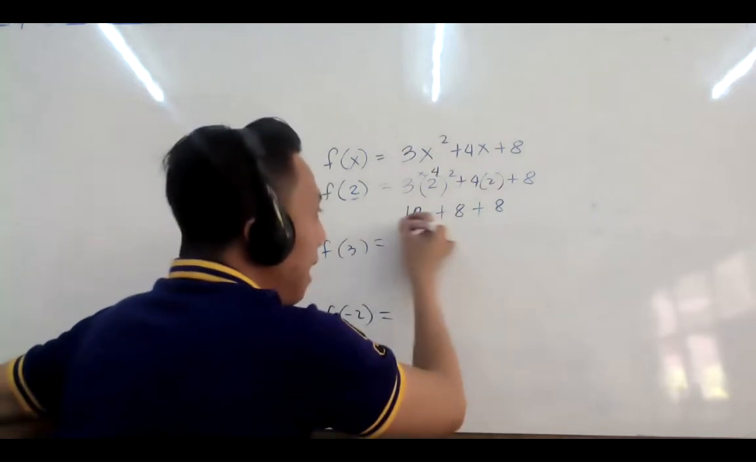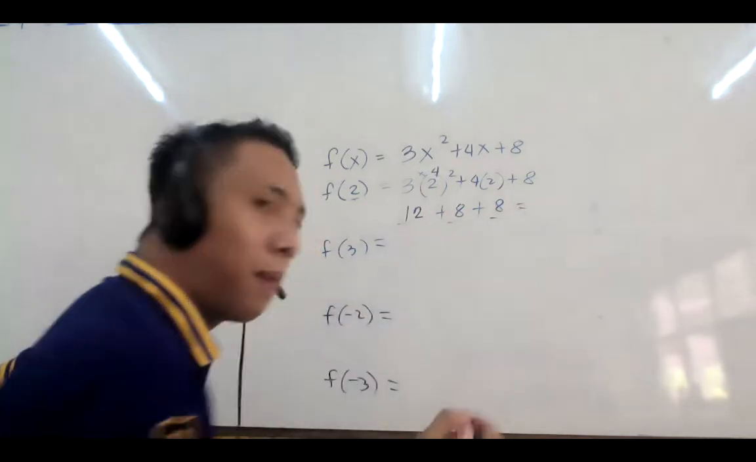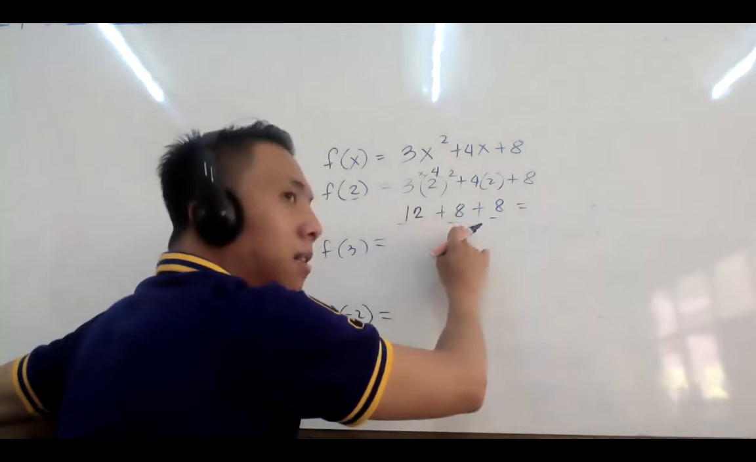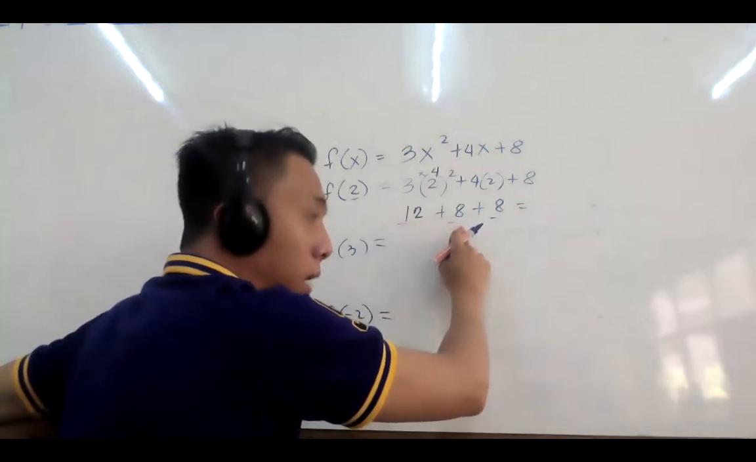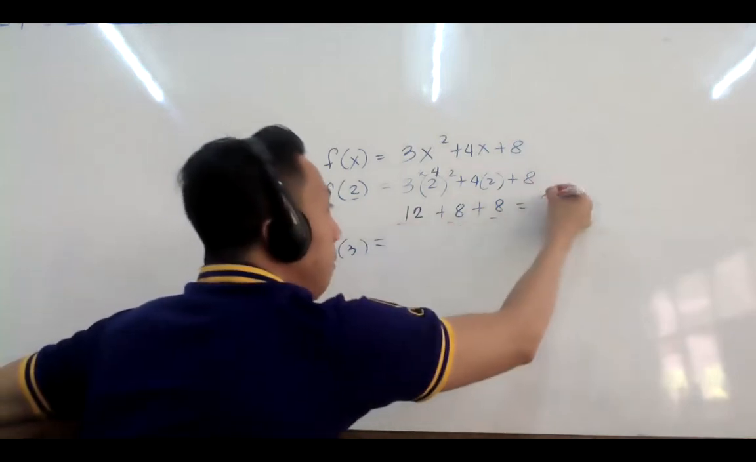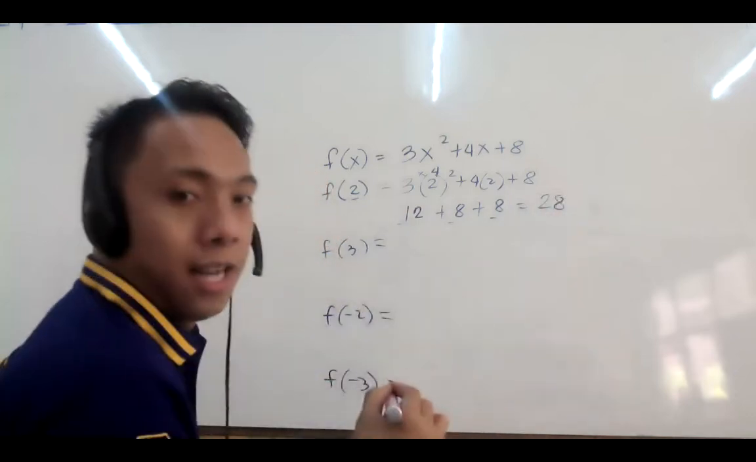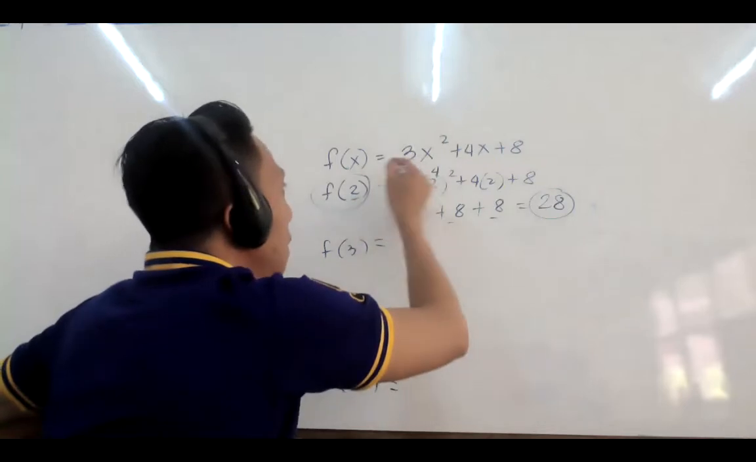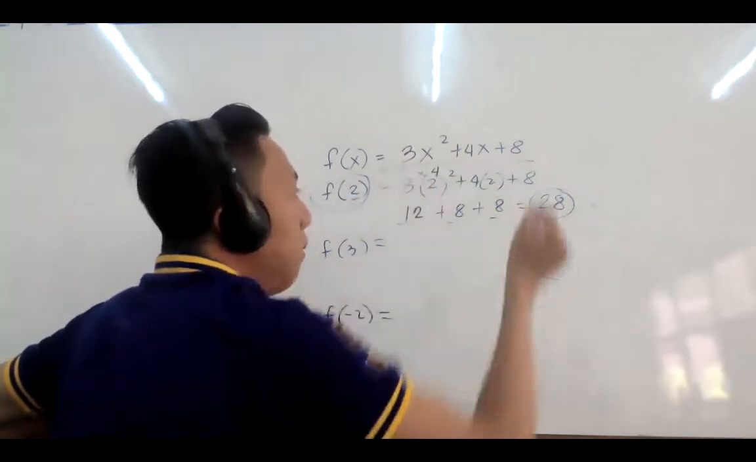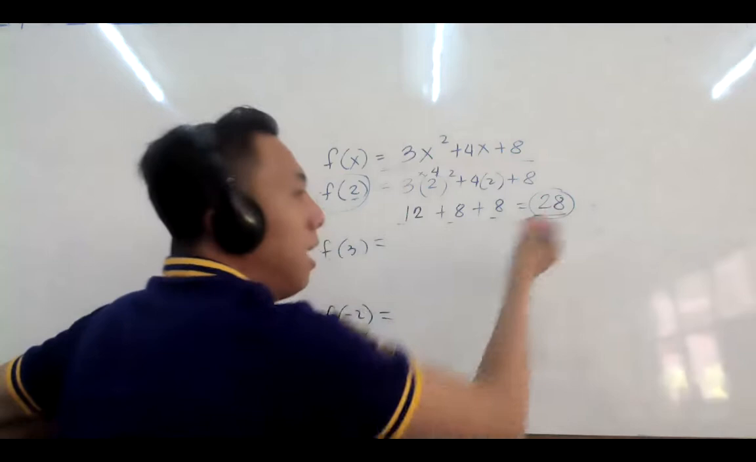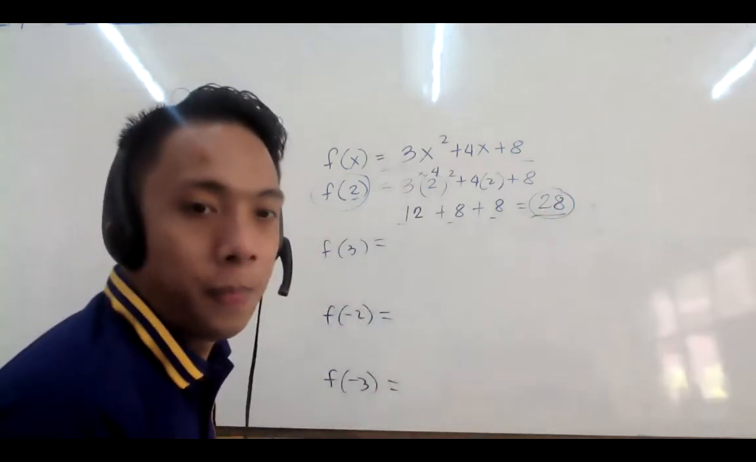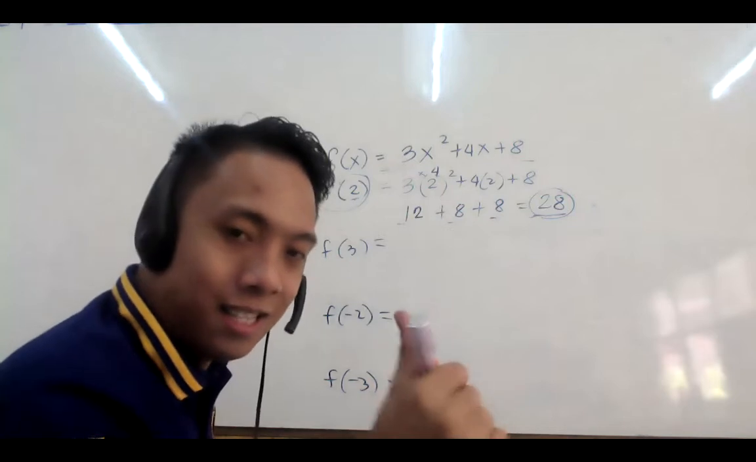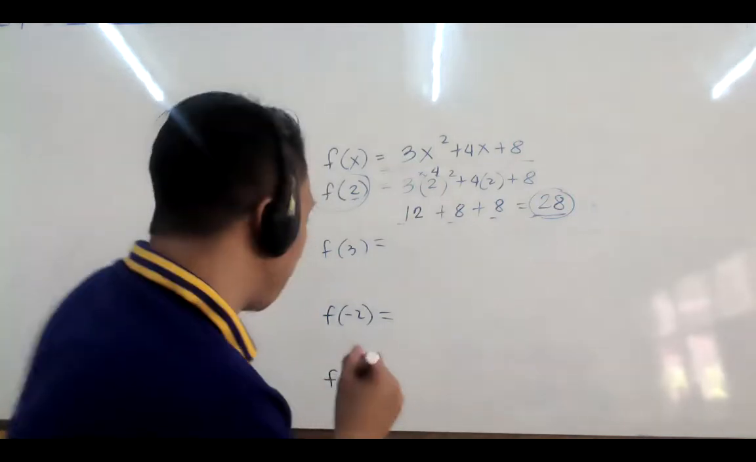And then we will just add them. Para tayo nag-add para grade 1, no? So what is 12 plus 8? That's 20 plus 8, 28. So that means the function of 2, if we have this kind of equation, is 28. Easy. Okay, the second one.